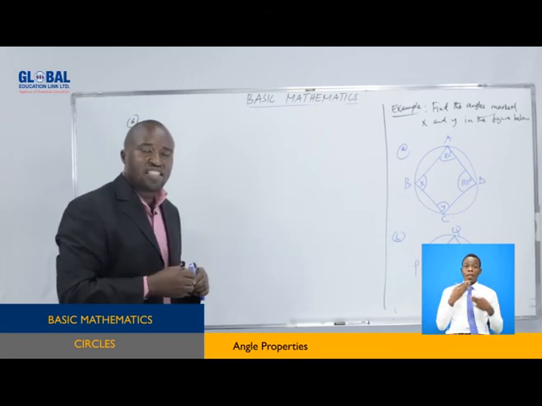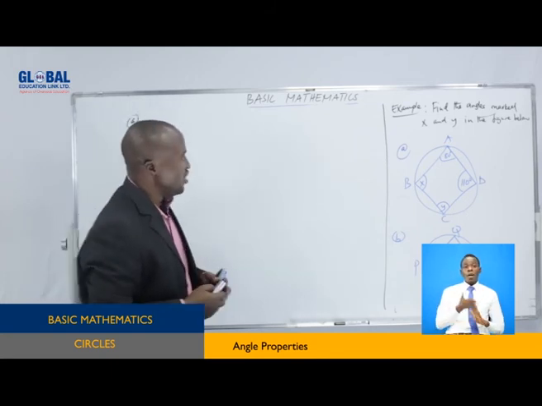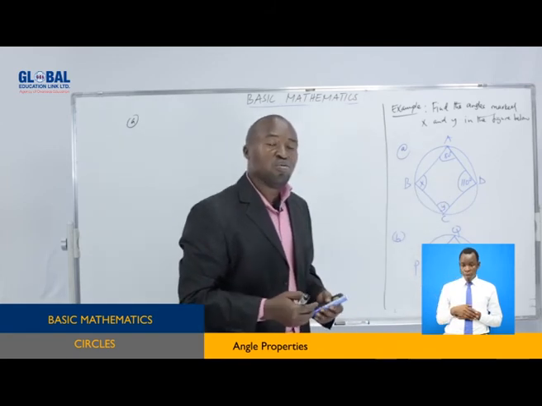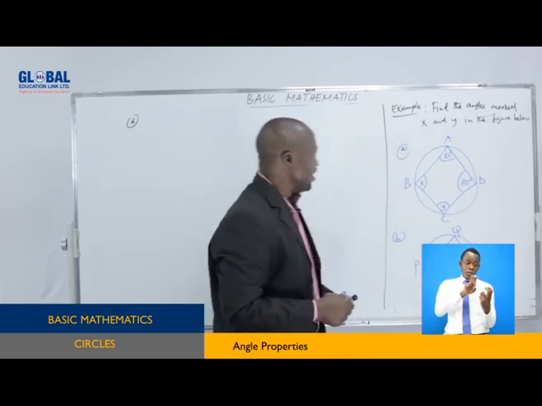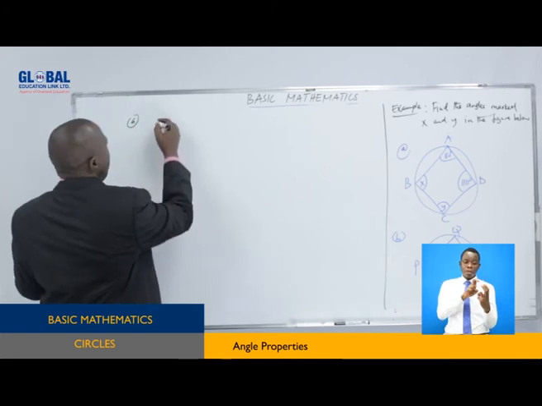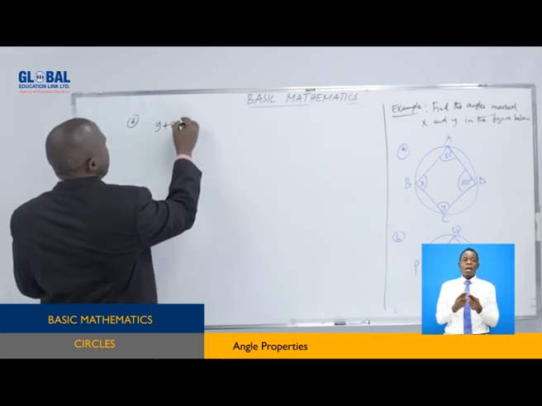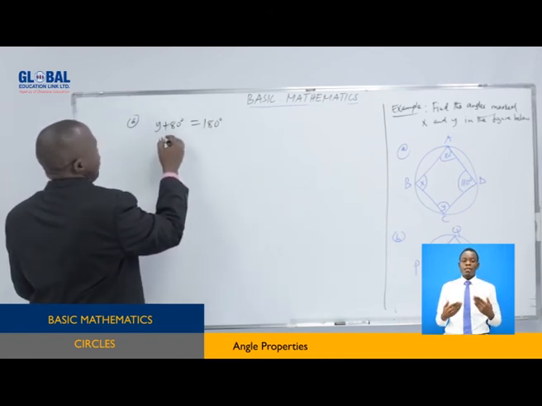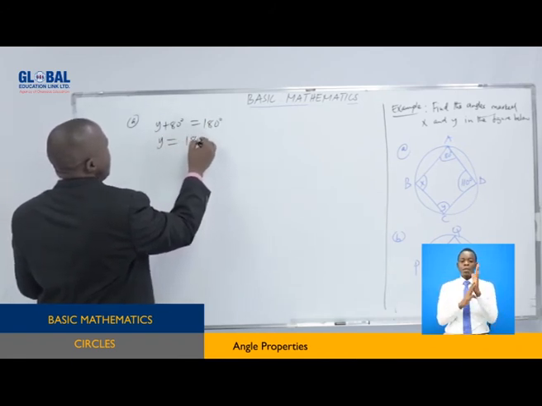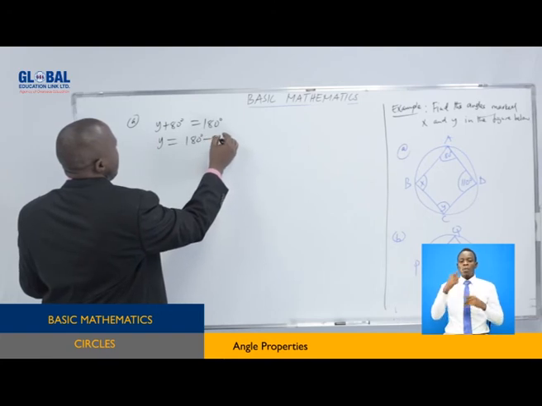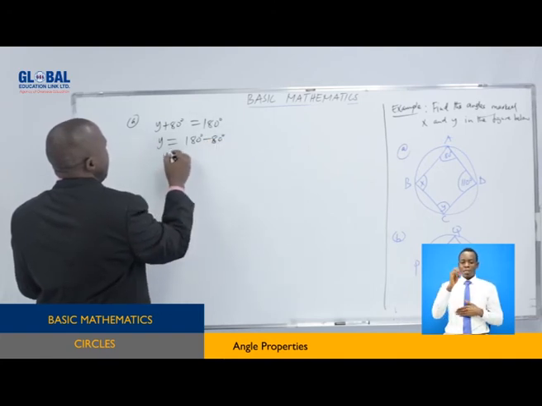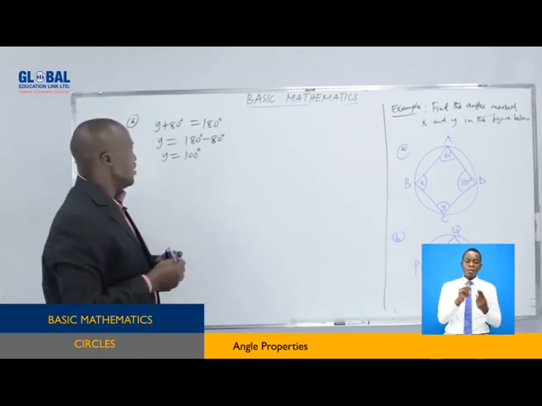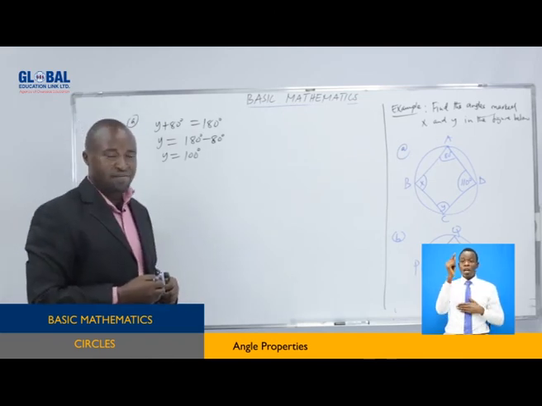So students, let us start with the first circle. Remember, the opposite angles in the cyclic quadrilateral add up to 180 degrees. So in this case, we say y plus 80 degrees is equal to 180 degrees. So y is the same as 180 minus 80 degrees. So y is equal to 100 degrees. You can see how simple it is to find the angle y.